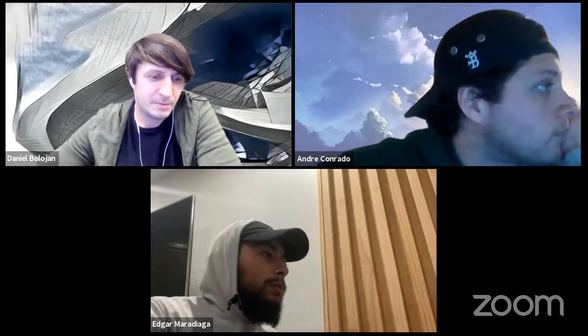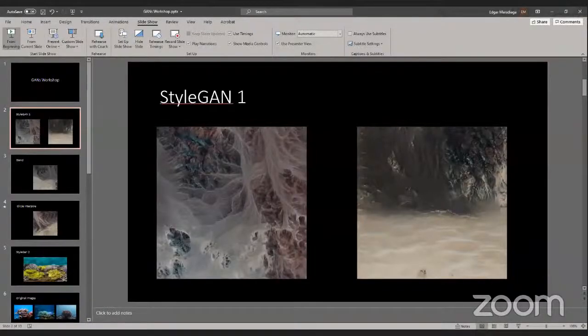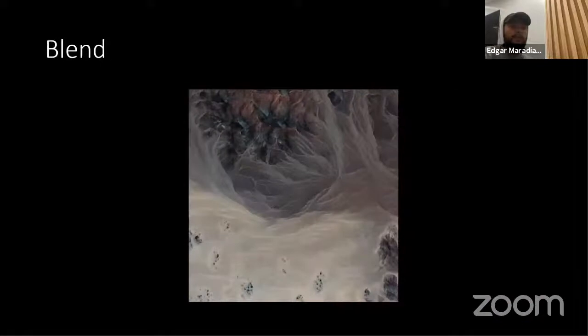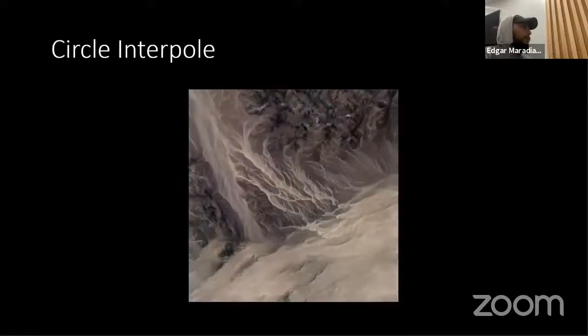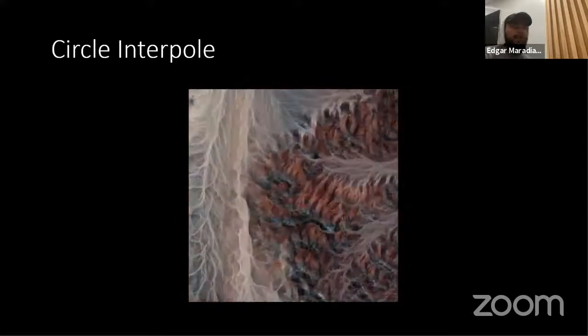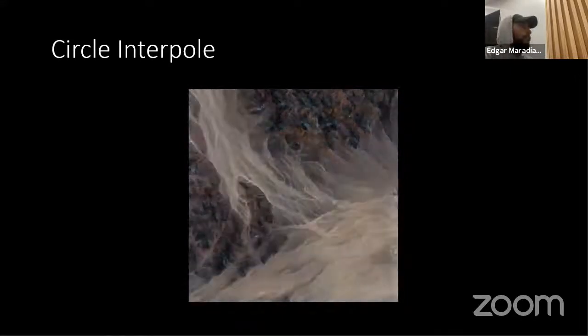So I'm just going to share my screen now. There you go, can you see? Yes, yes. Okay, so this is my presentation. I started with the example we did with Daniels. These are the two that I did before blending, and it came out to this. And then I did the circle interpolation, which I found pretty interesting. And then from there, I went directly to what I was going to do myself, which was coral reefs.